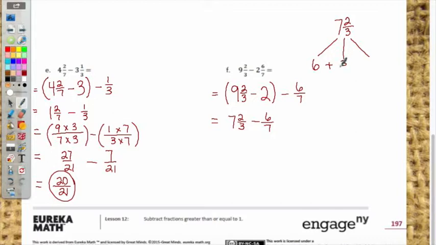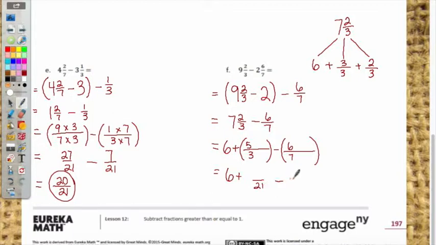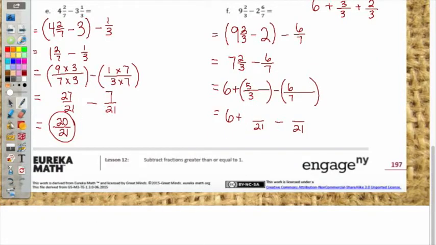The 1 I borrowed, I will make a fraction. So this time my fraction is 3/3 because my denominator is 3. Plus 2/3. So I'm going to have 6 plus 5/3 minus 6/7. Common denominator for 3 and 7 is 21. 3 times 7 is 21. 5 times 7 is 35. 7 times 3 is 21. 6 times 3 is 18.